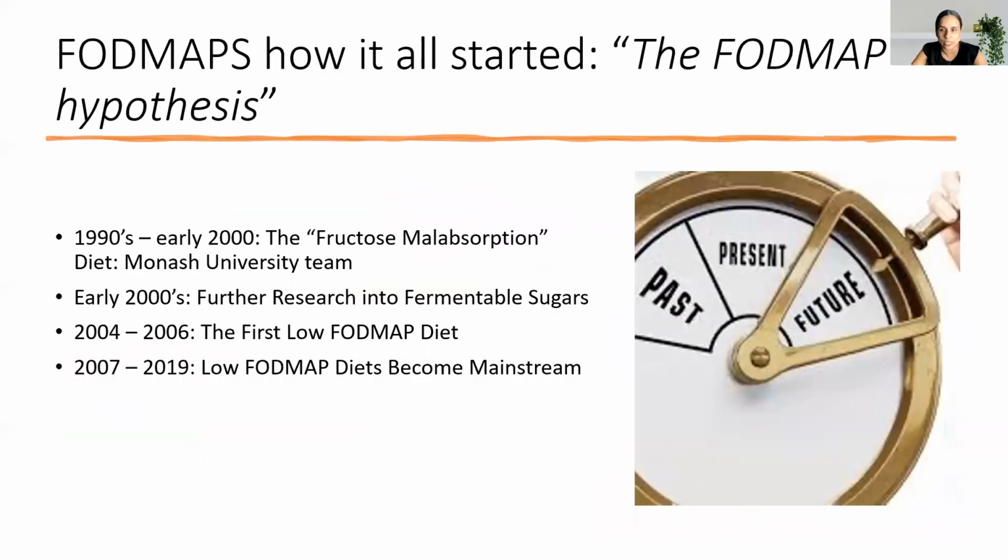Okay, so how did it all start? Well, starting with researchers in Australia at Monash University, they first focused on fructose and fructans as the main culprit for GI symptoms after ingestion of food. As their research progressed, it became apparent that polyols and galacto-oligosaccharides were also part of the puzzle.